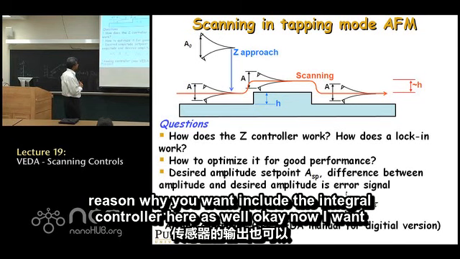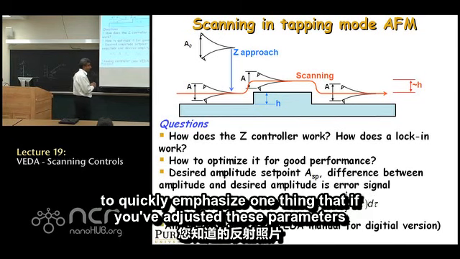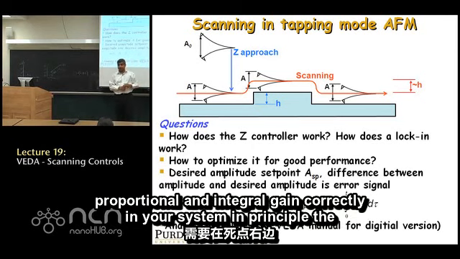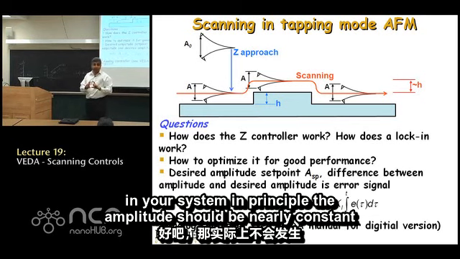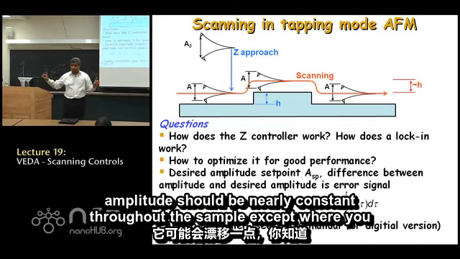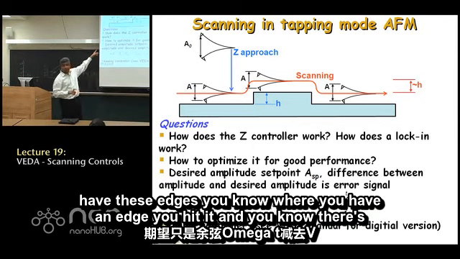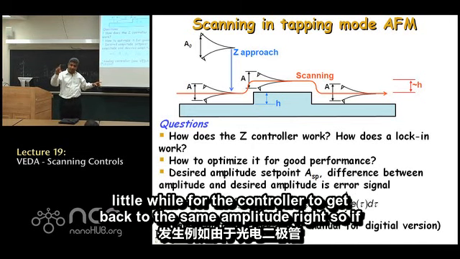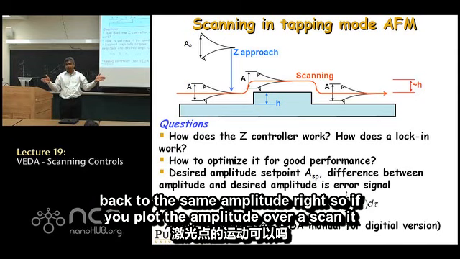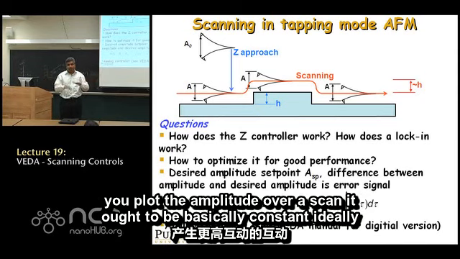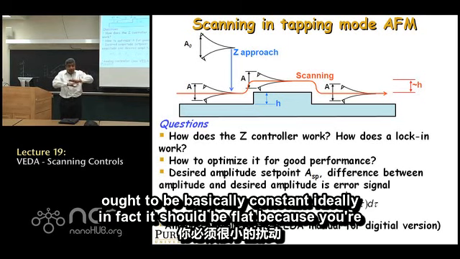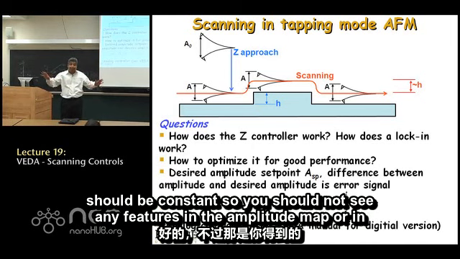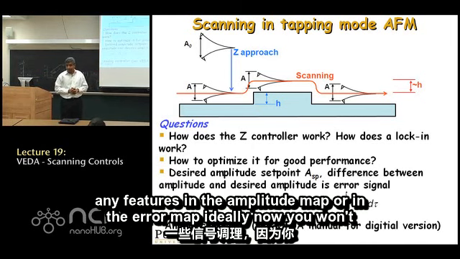Now, I want to quickly emphasize one thing: if you've adjusted the proportional and integral gain correctly in your system, in principle, the amplitude should be nearly constant throughout the sample, except where you have edges. When you hit an edge, there's some distortion because it takes a little while for the controller to get back to the same amplitude, right? So if you plot the amplitude over a scan, it ought to be basically constant. Ideally, in fact, it should be flat, because you're controlling the amplitude. So you should not see any features in the amplitude map or in the error map, ideally.